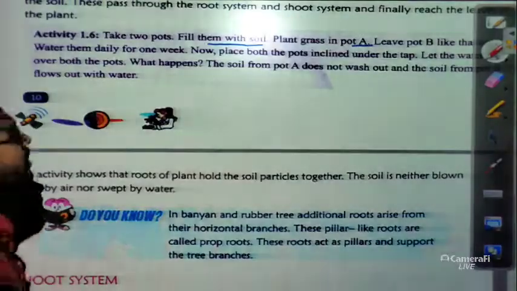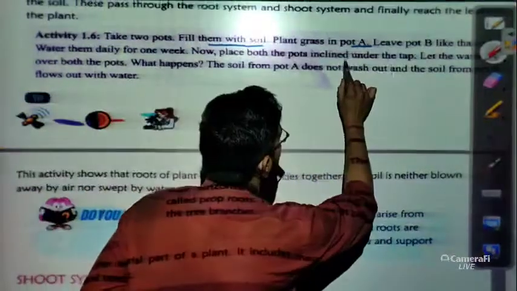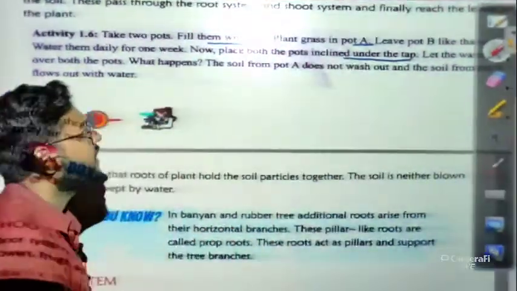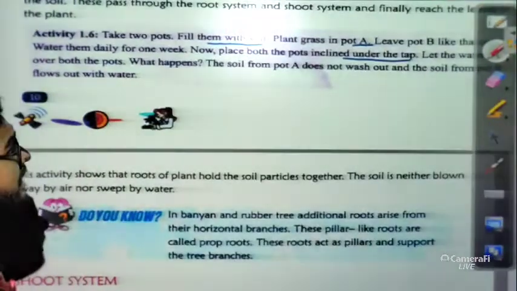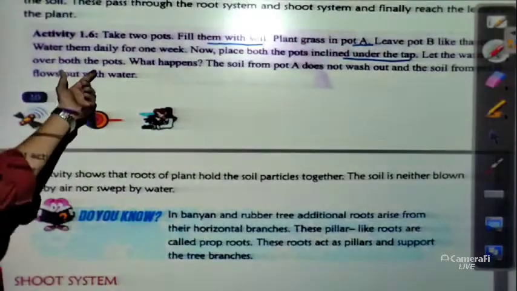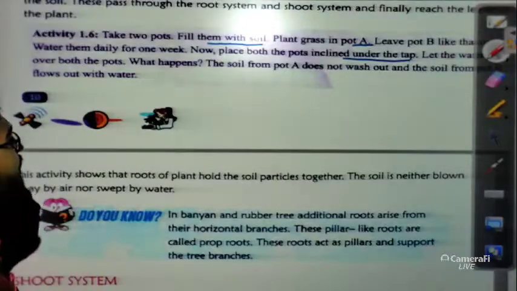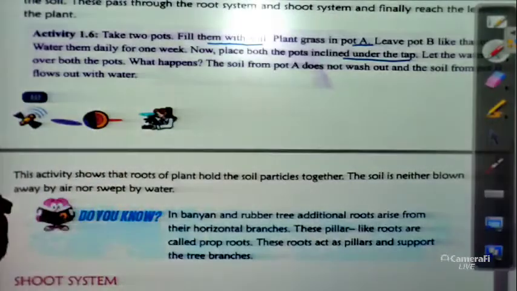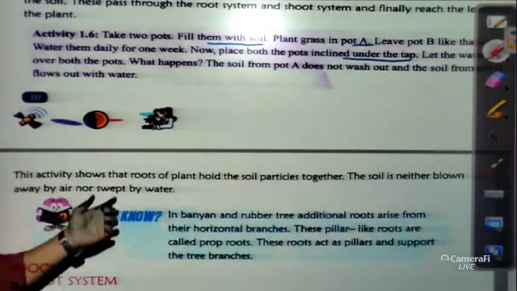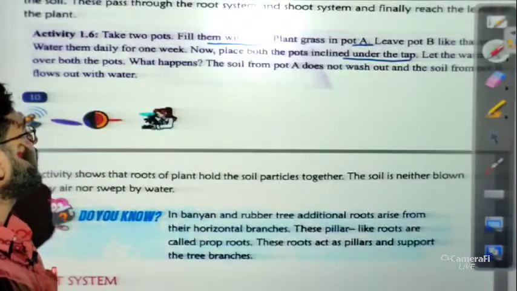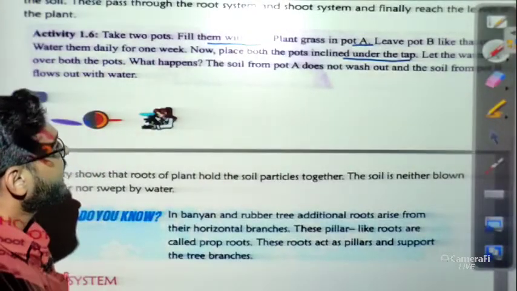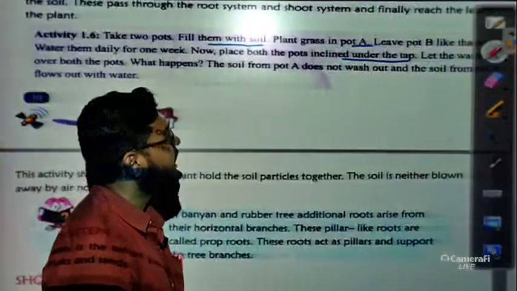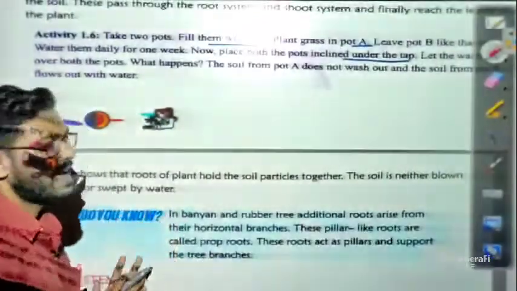Now place both the pots inclined under the tap. If we place the pot inclined under the tap, then what will happen? And let the water run over the pots. So what will happen? What we have to do is take two pots, fill them with soil, and plant grass in pot A and leave pot B as it is.